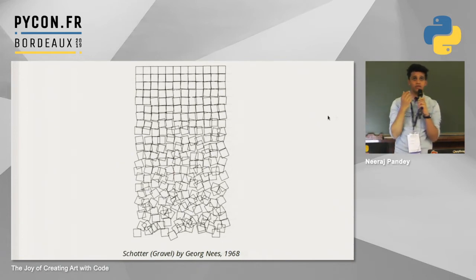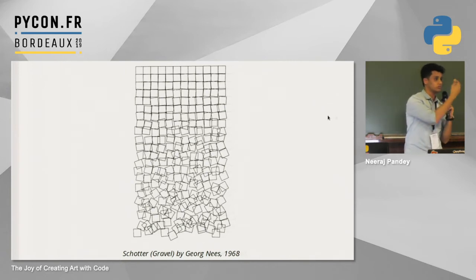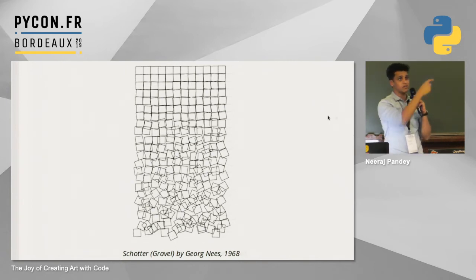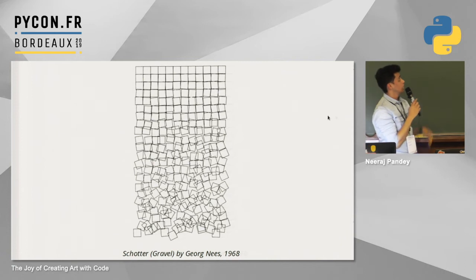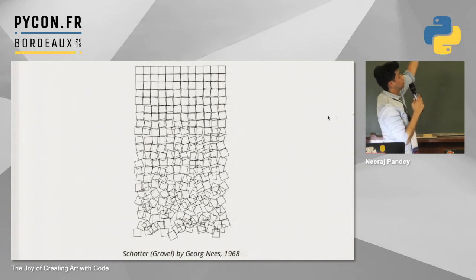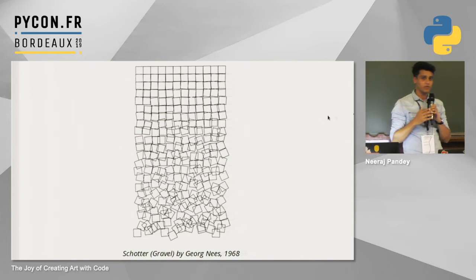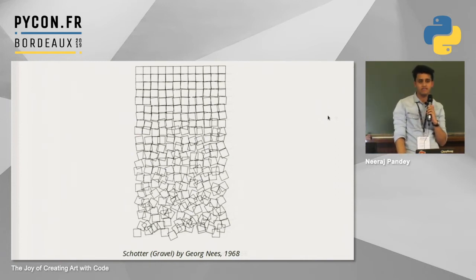You might be wondering why you would use a computer for this, when you can just make it by hand. Generative art means, suppose instead of 400 squares, you have 4 million squares. It would be very difficult, not impossible, but inefficient for a human being to draw that by hand. The same thing can be drawn by a computer in a couple of seconds or less.